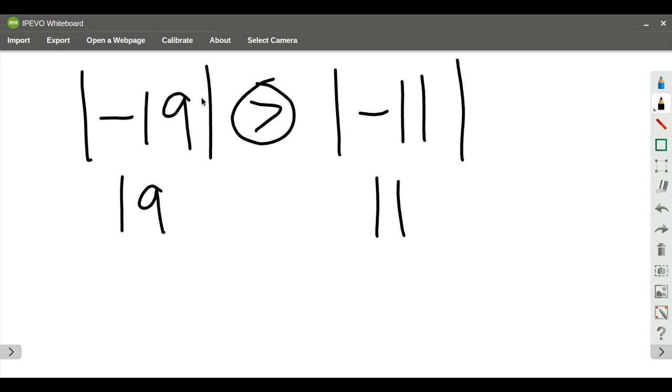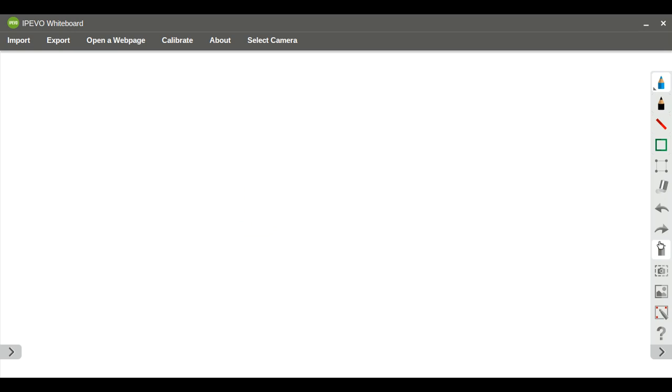If I hadn't used absolute value notation, this would change. So if I change this and take a look to where I just look at my two values and I compare my two values, negative 19 and negative 11, negative 19 is actually going to be less than negative 11 because it's further away from 0. So by putting the absolute value notation on, it could potentially change your comparison of two numbers. Okay, let's take a look at another one.